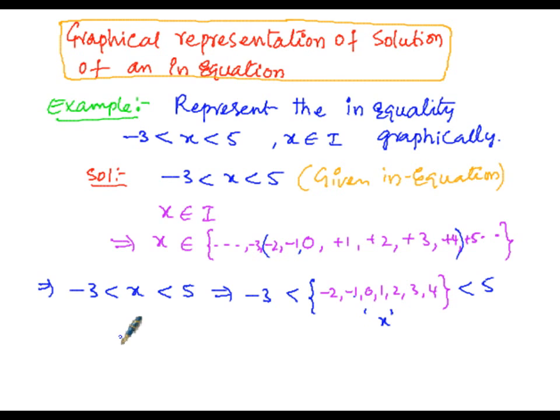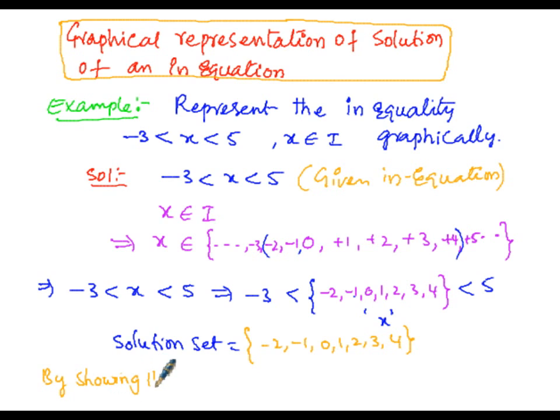Therefore, the solution set equals minus 2, minus 1, 0, 1, 2, 3, 4. We have to represent all these on the number line. So, by showing the solution set on the number line, minus 2 to plus 4.